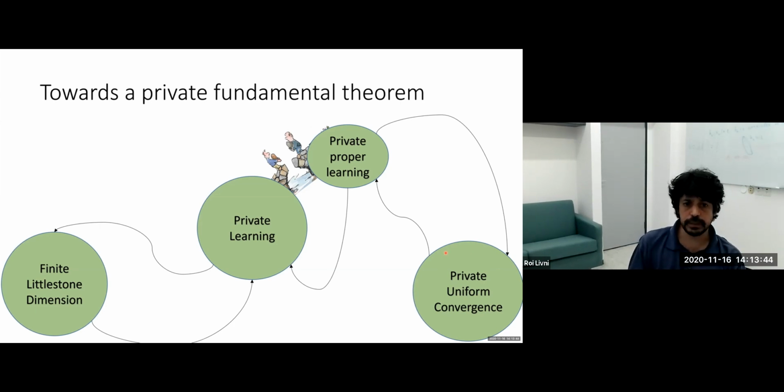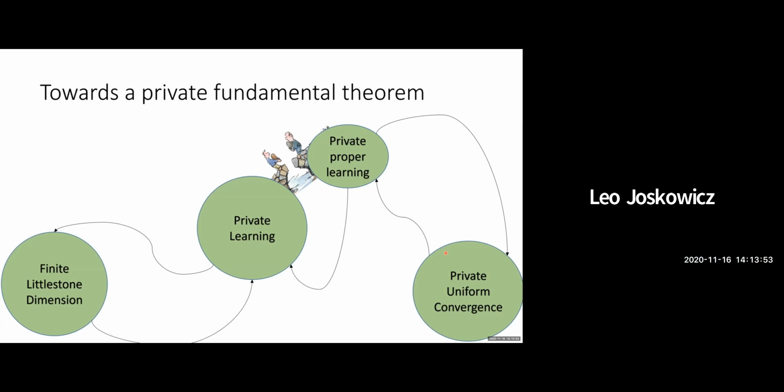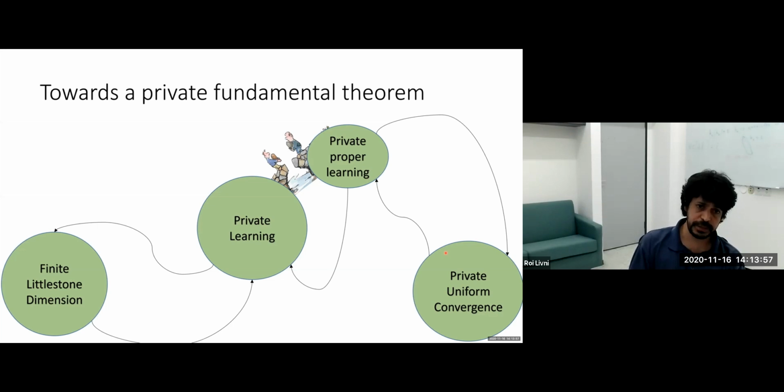And for those who are familiar with differential privacy, private uniform convergence is just yet another name for notions that you are familiar with, like sanitization, private synthetic data, and so on. But in order to make this picture analogous to the fundamental theorem, it is, I think, interesting to think of this as basically the replacement of uniform convergence with the requirement of private uniform convergence.